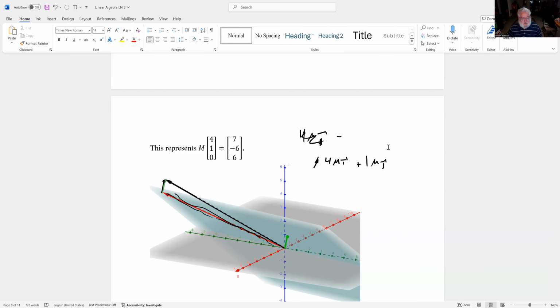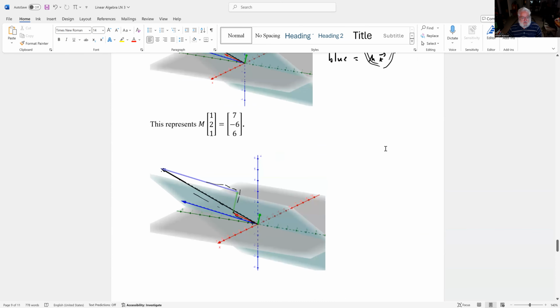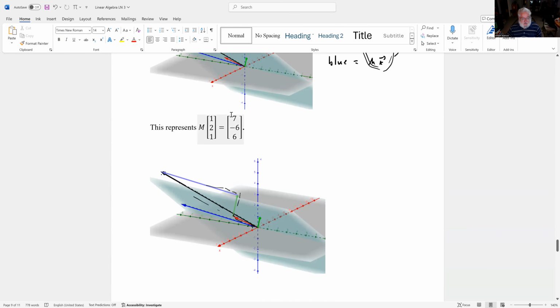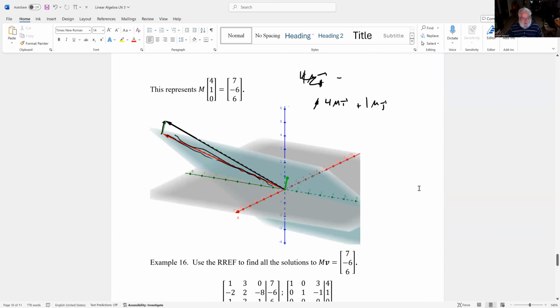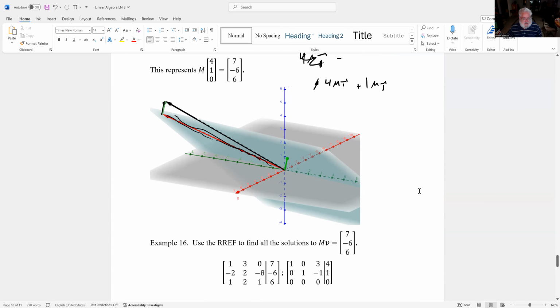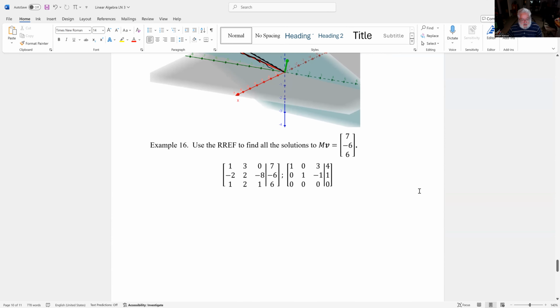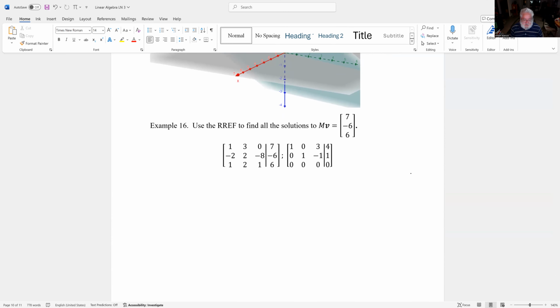So it's two different solutions to having an output of (7, -6, 6). So two different vectors, both of them go to (7, -6, 6). What are all the possible solutions? Well, again, we use our reduced echelon form here, right? This is (7, -6, 6).